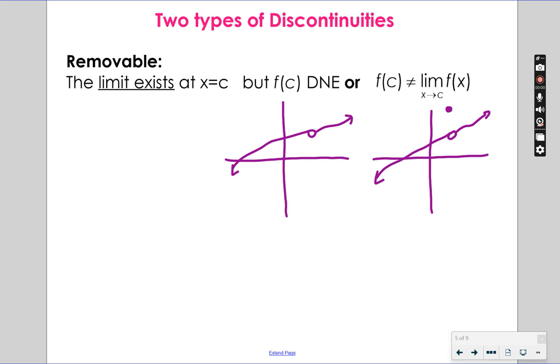And we know the limit exists because both of these guys on either side are going to say that it occurs at the same value. But it does not.